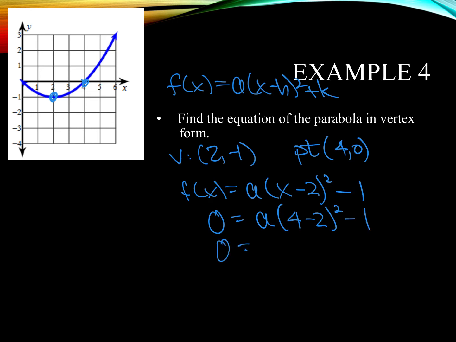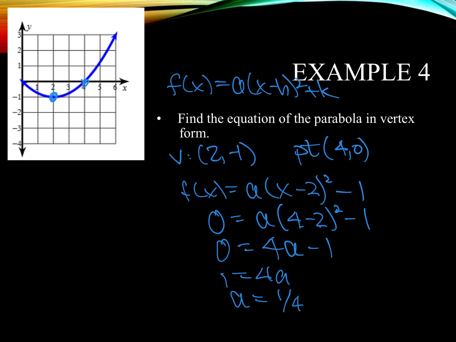So when I simplify, I have 0 equals 4 minus 2 is 2. If I square that, I'm really left with 4a minus 1. I add 1 to the other side, so I have 1 equals 4a, and I'm then going to find that a is really equal to 1/4.